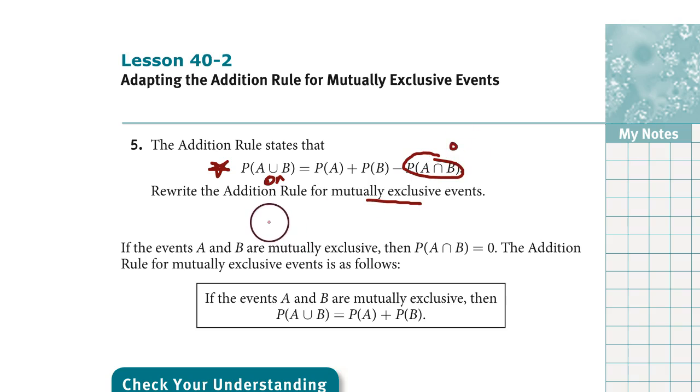So we could rewrite the addition rule specifically for mutually exclusive events as you see in the box. It is lacking that subtraction portion. That's unnecessary to have in the formula if events A and B are mutually exclusive. But you have to put some thought into the situation you have to decide if the events are mutually exclusive or aren't mutually exclusive, so that you're using the correct version of the formula.